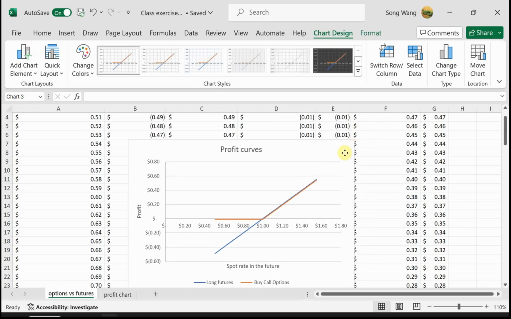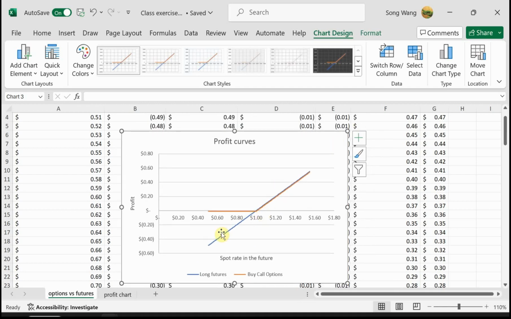If you take a long position in the futures, indicated by the blue line, you make money, the profit is positive, when the price appreciates in the future, and vice versa. But if you buy a call option, you can again take advantage of a price appreciation, but your loss is limited on the downside, because you have the option not to exercise the call option. Your loss is minimized at the negative premium. But for futures, you are signing an agreement that you have to buy at $1 per share, no matter what the price is.